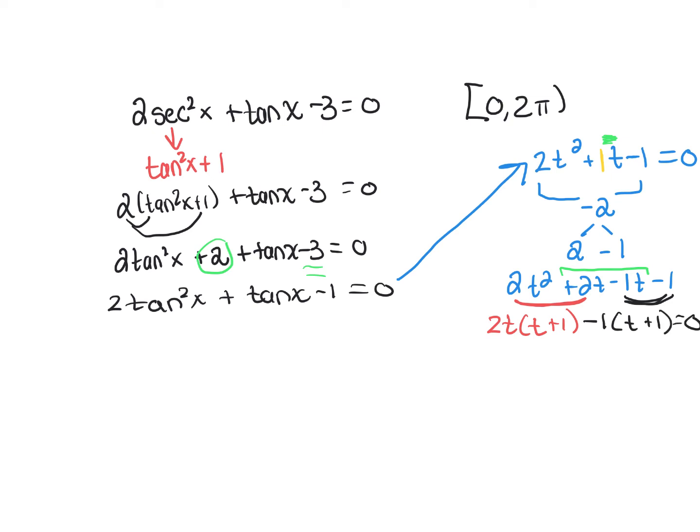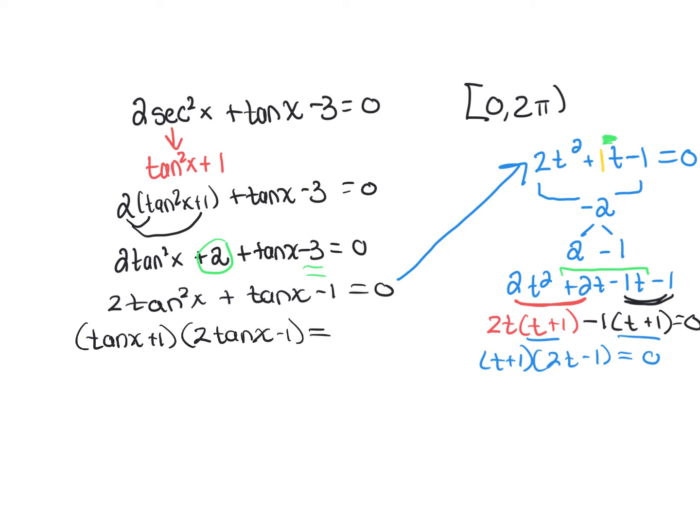In my red and my black, both of them have a t plus 1. And then in the red group, you're left with a 2t. And then in the black group, a minus 1 equals 0. So if I go back over here, this is the same thing as, where t stood for tangent, tangent x plus 1 times 2 tangent x minus 1 equals 0. This one right here and this one right here is equal to 0.